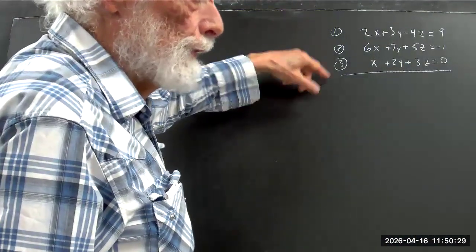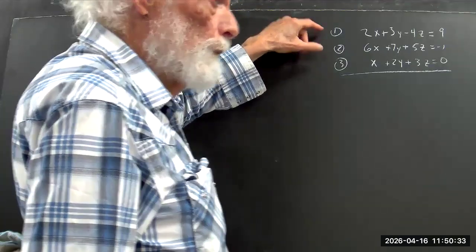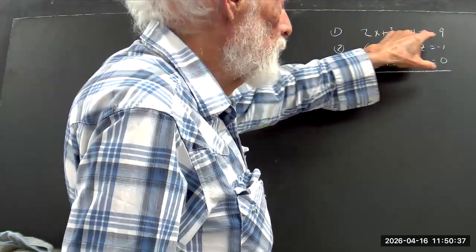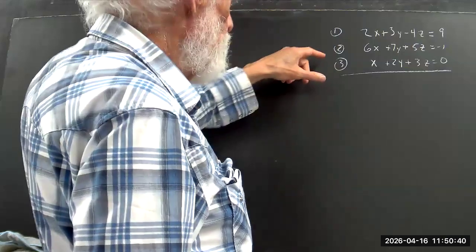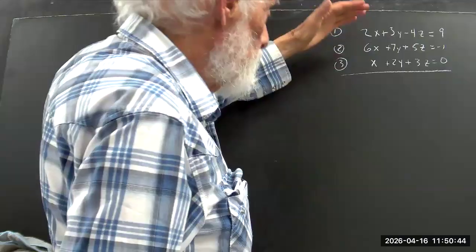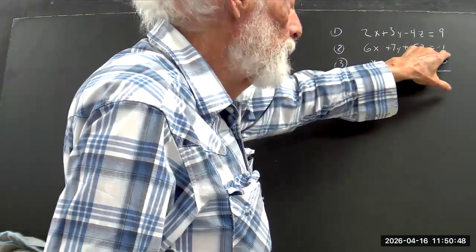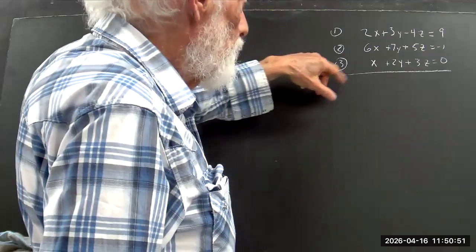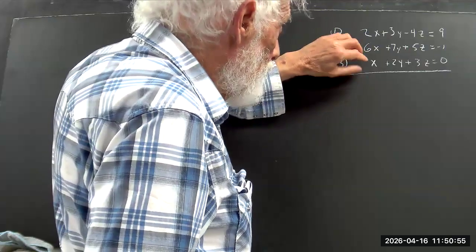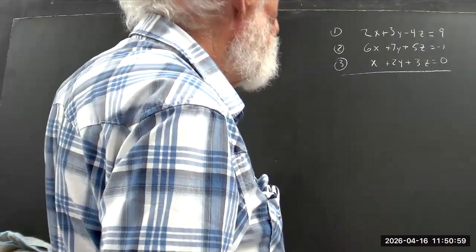Okay, we have a system of three equations here. The equation I've numbered 1, with a circle around it, is 2x plus 3y minus 4z equals 9. The second, number 2, with a circle around the 2 next to the equation, is 6x plus 7y plus 5z equals -1. And then the third equation, circled 3, is x plus 2y plus 3z equals 0.